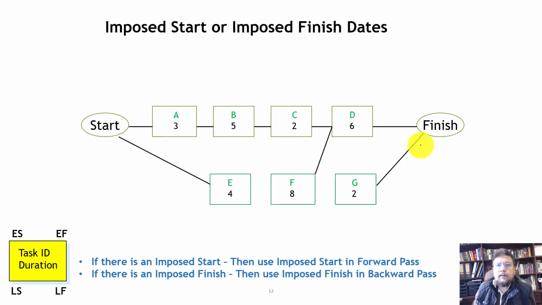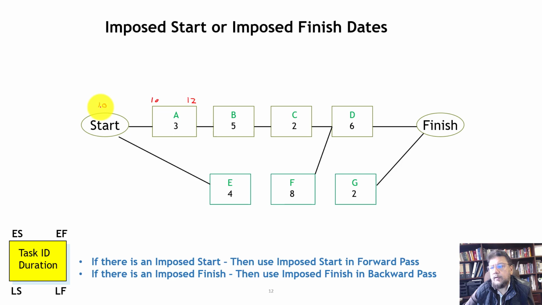Okay, and the final thing is, how do you deal with imposed start or imposed finish dates? It's very simple. If you have an imposed start date, then you take that as the first date. So if, let's say I had an imposed start of 10 over here, then I would calculate everything starting from 10. So this would become 10, and 10 plus 3 minus 1, 12. So the calculation is pretty much the same. The only difference is that you use an imposed start, and instead of 1, you're using that date over there.